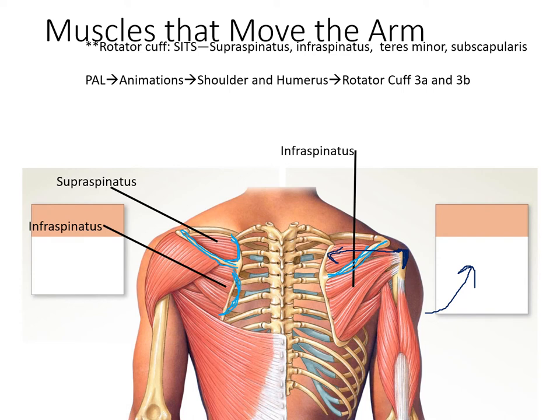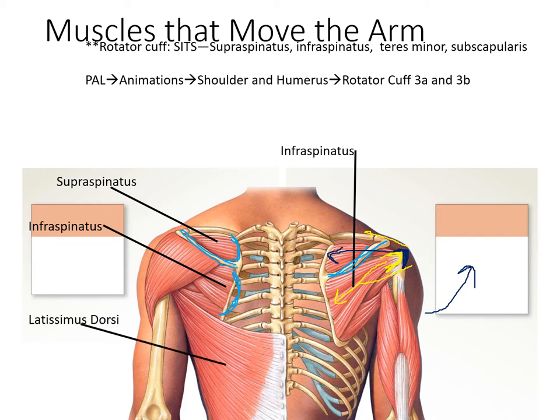The infraspinatus, this muscle again is inferior to the spine of the scapula. It shares an insertion with the supraspinatus, but because of the different angle of this muscle, it's going to be pulling the humerus kind of in this direction, and so it's going to be responsible for lateral rotation. So it's not pulling the top over, it is pulling the side back, and so that is responsible for lateral rotation. You can think about lateral rotation as if, for example, you are carrying a tray of drinks, if you're a waitress, you would rotate your arm out to the side to carry that particular tray.